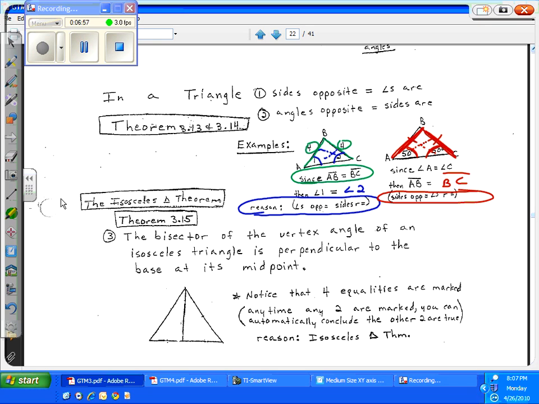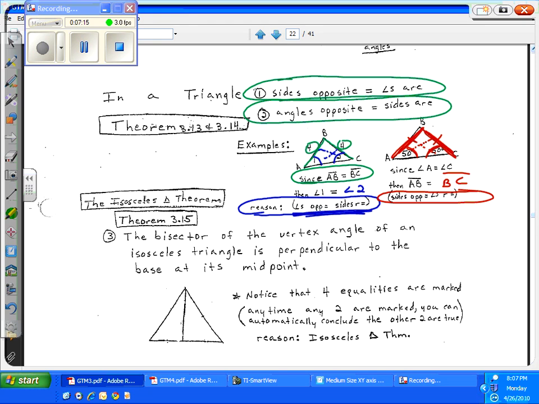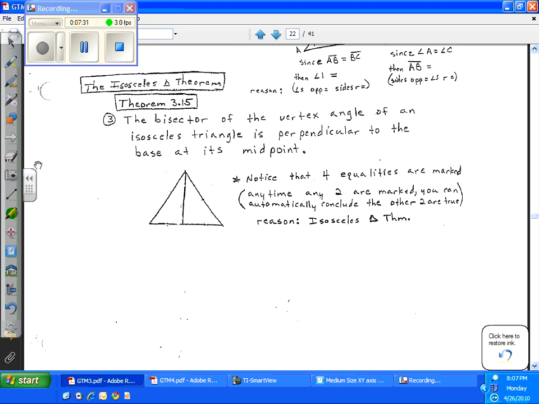Now, this is not the isosceles triangle theorem. It's based on what's going on inside of an isosceles triangle. So for a reason there, we would not say isosceles triangle theorem. We would say angles opposite equal sides are equal, or we would say sides opposite equal angles are equal. The next thing we're going to look at is the actual isosceles triangle theorem. This number 3 here, theorem 315.